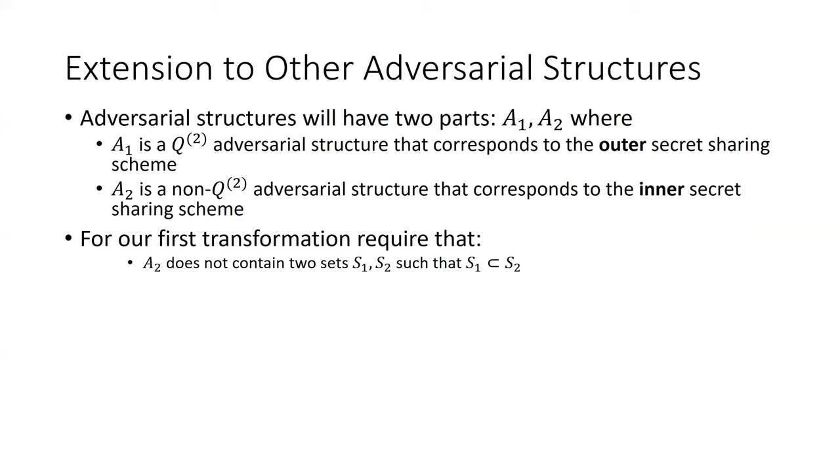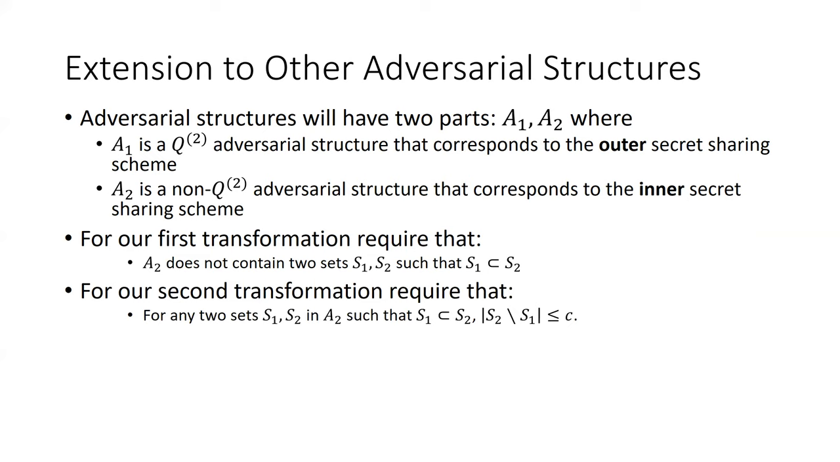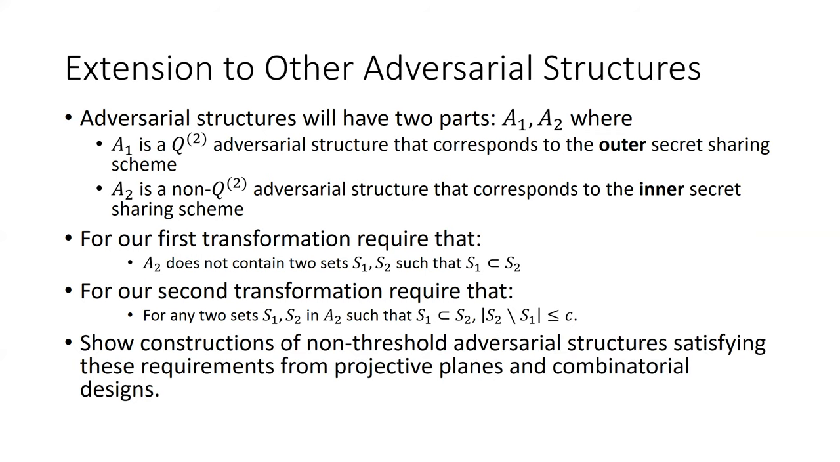For our first transformation to work, we require that A2 does not contain two sets, S1 and S2, such that S1 is a proper subset of S2. For our second transformation, we're going to require that for any two sets S1 and S2 in A2, it's okay if S1 is a proper subset of S2, as long as the number of elements in S2 minus S1 is at most C. Additionally, we show constructions of non-threshold adversarial structures satisfying these requirements using tools such as projective planes and combinatorial designs.